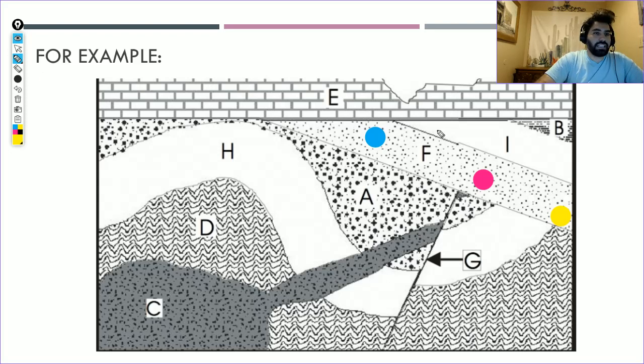Correct answer is they're all the same age. The reason why I know that is because they're all in the same rock layer, right? This rock layer is slanted down due to the processes on the Earth, but I know they're the same age because it's the same layer of rock.